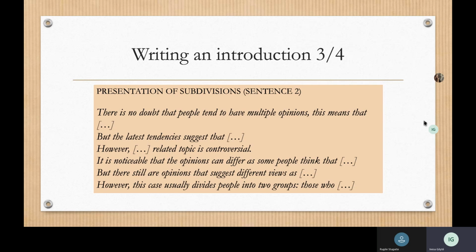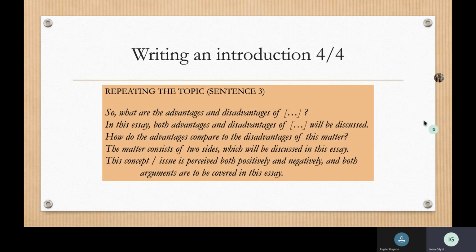You just have to mention that people are divided into 2 groups, or the opinions are divided into 2 groups, which kind of leads to your third sentence and introduces that the topic is multidimensional. And lastly, the third sentence of the for and against essay is repeating the topic.